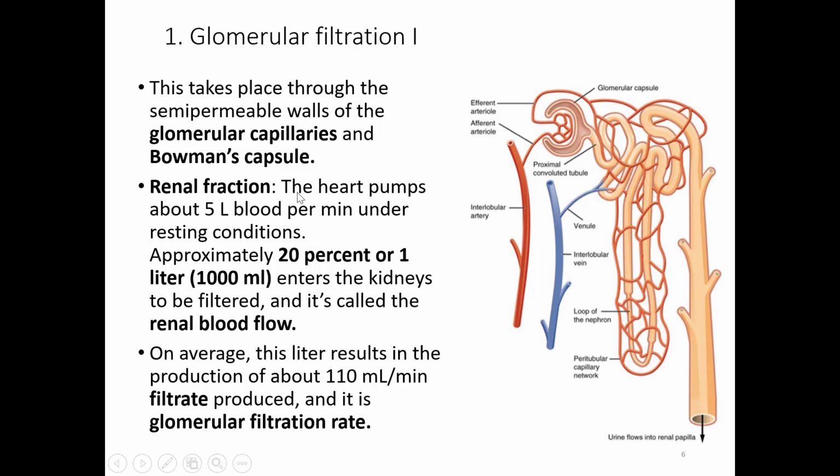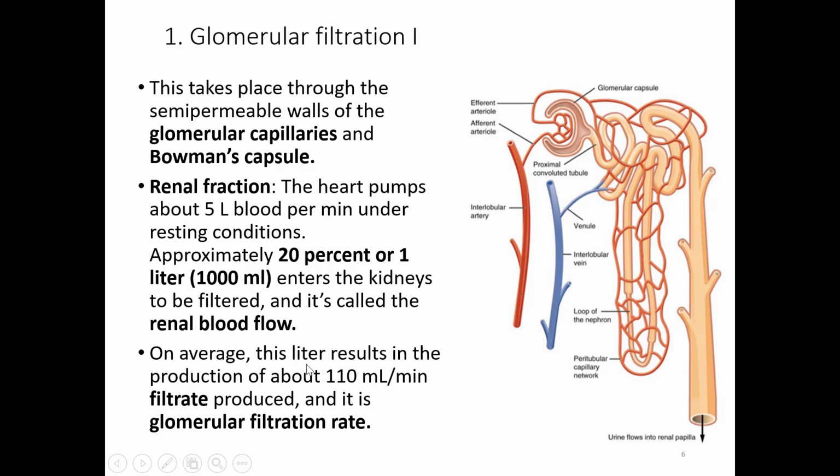Now you need to know what is renal fraction. The heart pumps about 5 liters of blood every minute under resting conditions, and approximately 1/5 of that, 20%, enters the kidneys to be filtered. So 1/5 of the whole blood goes to the kidney. It's called renal fraction. And that blood that is going through the kidneys is called renal blood flow.